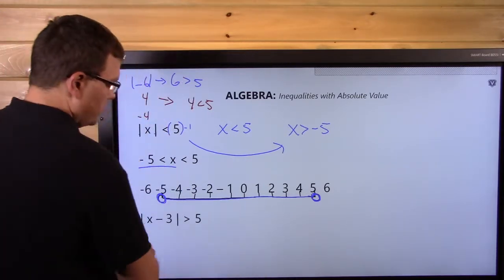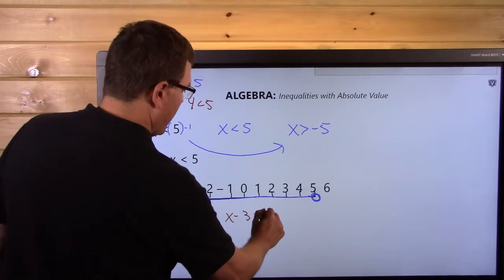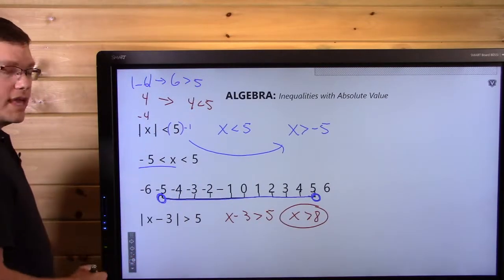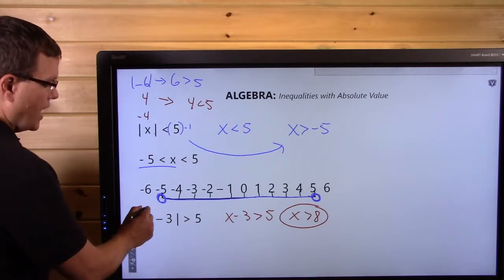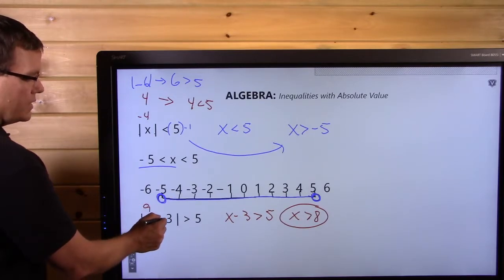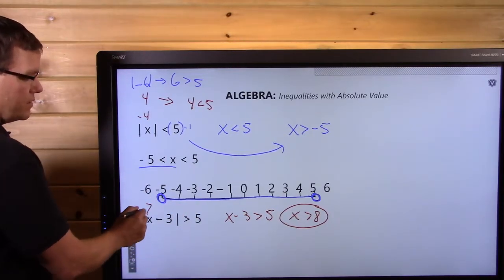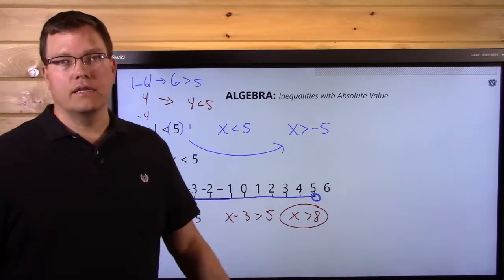So the first thing we do is we drop the inequality, and we just go x minus 3 is greater than 5. So x is greater than 8. So that's one thing. And you could see that if you have 9 in here, 9 minus 3 is 6. That's greater than 5. But if you have 7 in here, 7 minus 3 is 4. That doesn't work. So x being greater than 8, that works.